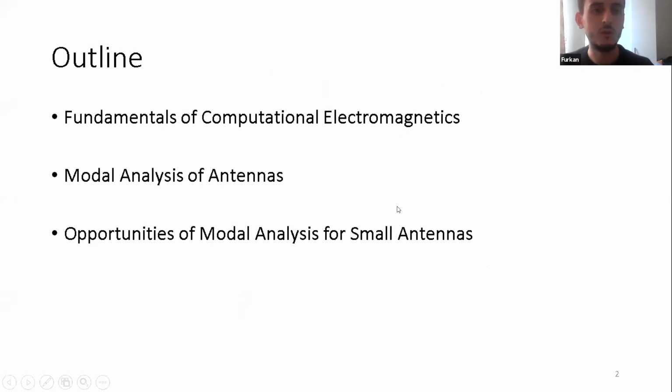First, I'm going to talk about the fundamentals of computational electromagnetics. As we know, an antenna is an electromagnetic structure, so we use electromagnetic tools that solve Maxwell's equations in a computational manner. After, I'm going to talk about the modal analysis. Modal analysis is a mathematical concept that uses mathematical analysis and linear algebra. After that I'm going to talk about the opportunities of modal analysis for some kinds of antennas that are electrically small.